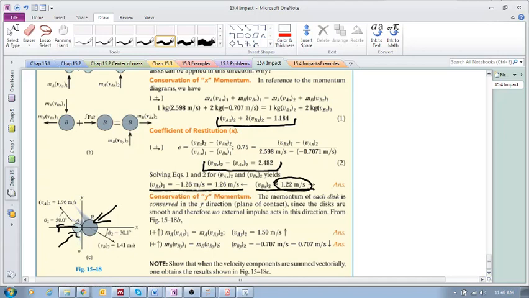Now, how do we solve for the velocities in the y direction? Well, we know for each particle, momentum is conserved. Why? Because there's no impulse in the vertical direction. So the velocity of A in the vertical direction does not change. Look, it stays the same. And the velocity of B in the vertical direction does not change. It was minus 0.7, it stays minus 0.7. So this one is going down, that one is going up, the velocities do not change.